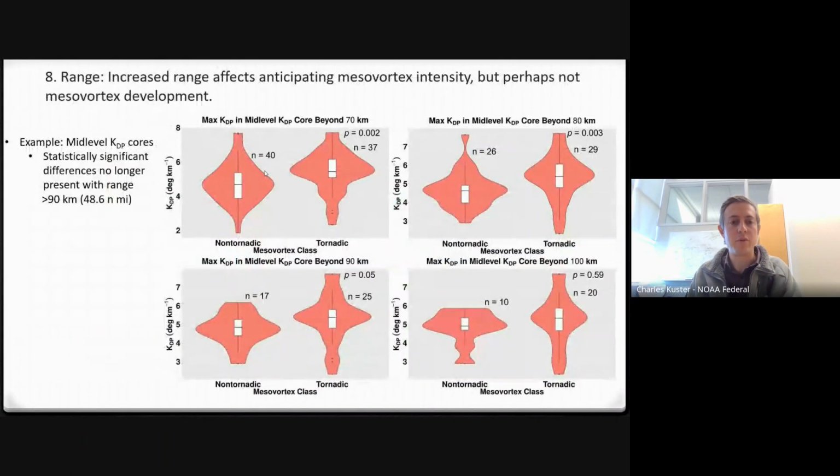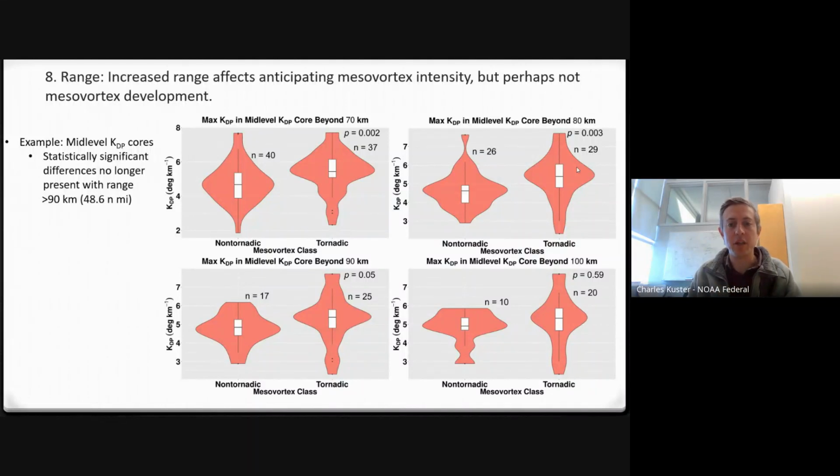And then last up was range. We wanted to look at range. Our max range that we looked at was about 160 kilometers. So we started breaking these down by, all right, what if we only look at mesovortices beyond 70 kilometers, beyond 80 kilometers? What happens to our distributions?